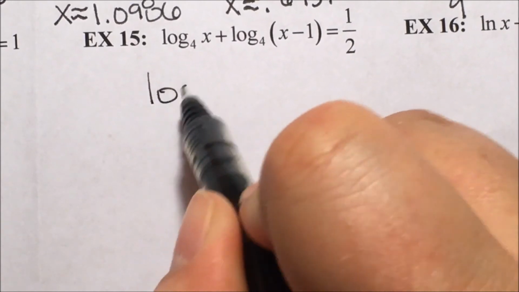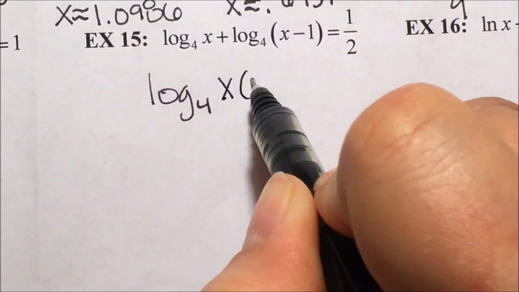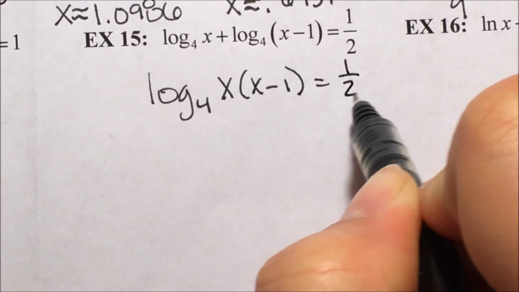All right, so combining these together, we've got x times x minus 1 as our input.